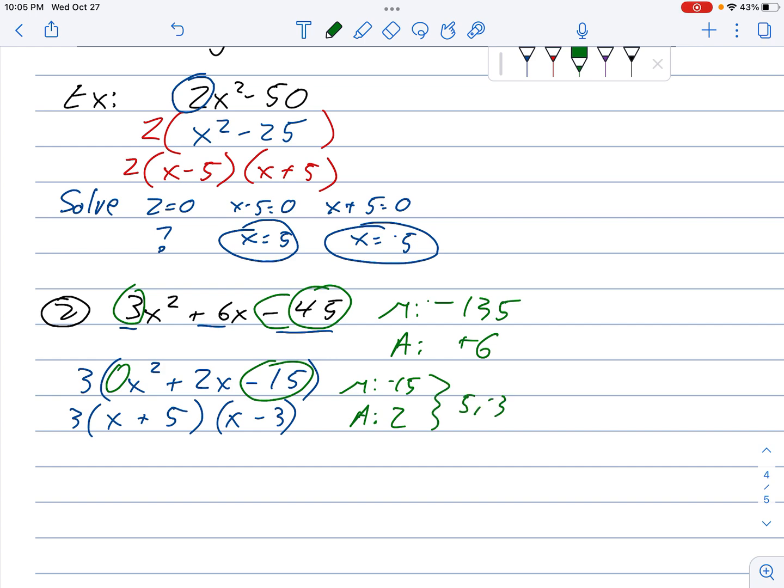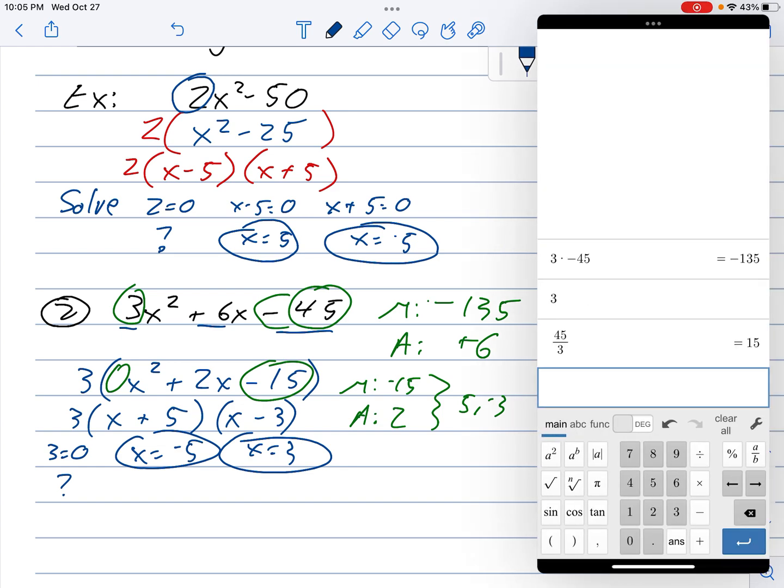Boom. Done. If I were to solve, again, 3 equals 0. That makes no sense. Negative 5 and 3. A whole lot easier than looking for factors of 135 that add to 6. Obviously, we could find them. They probably would be something like, I don't know, 15 and 8 maybe. Let's see. 15 times 8. 120. 9.